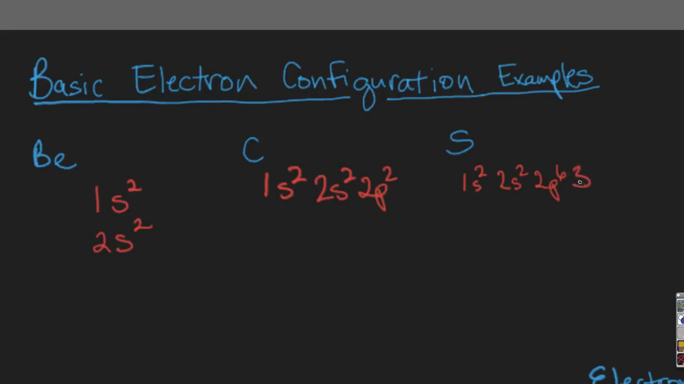So now we jump to the third quantum level, 3s2, because s can only hold 2. Then we have 3p, and then what's left over? 4, because we have 12, so 3p4.